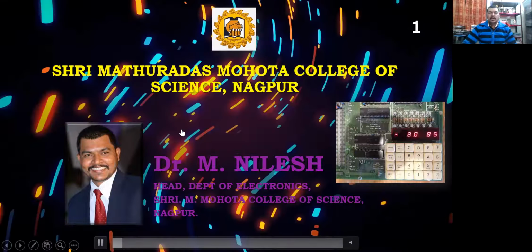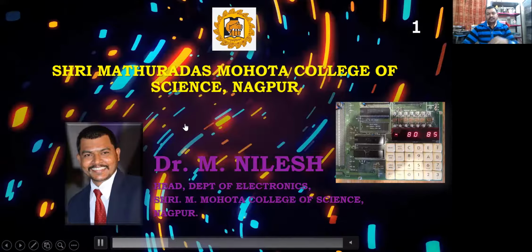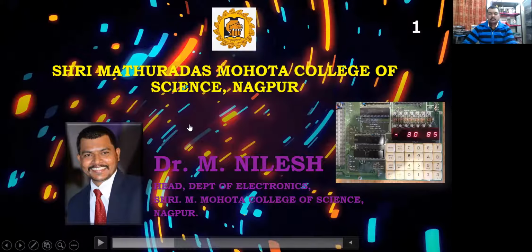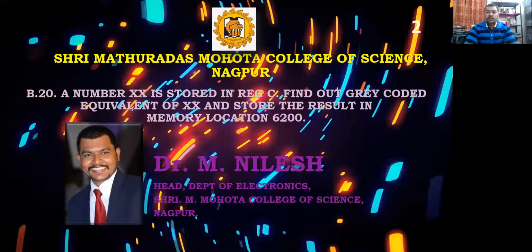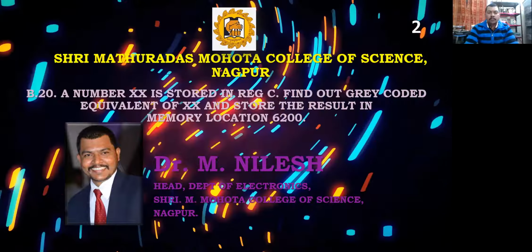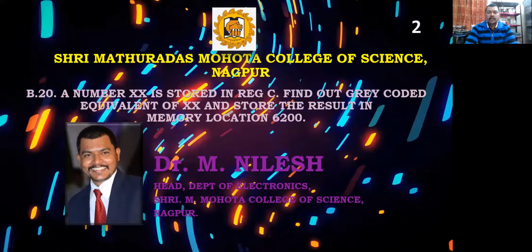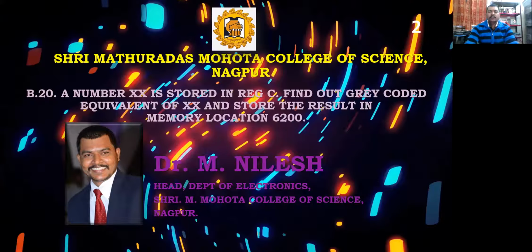Science. And we are studying the program for converting a binary number to a gray code. That is the program listed at number B20 in the list. So we are going to do that, and for that, what we have studied yesterday, we'll just repeat.